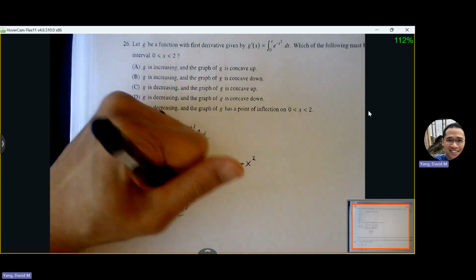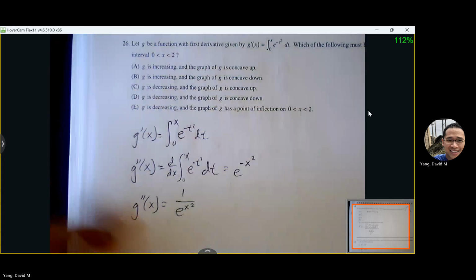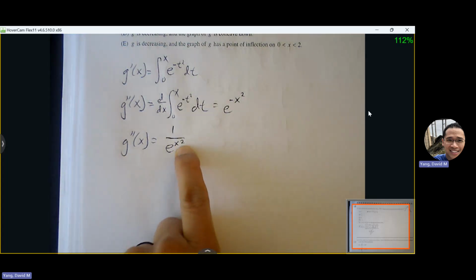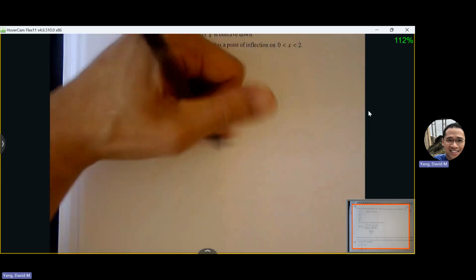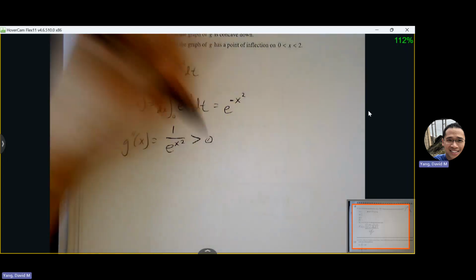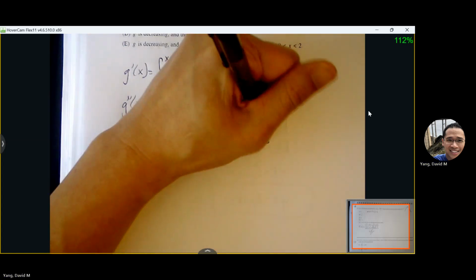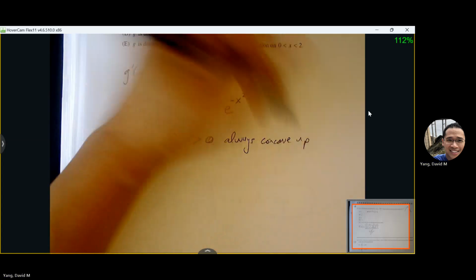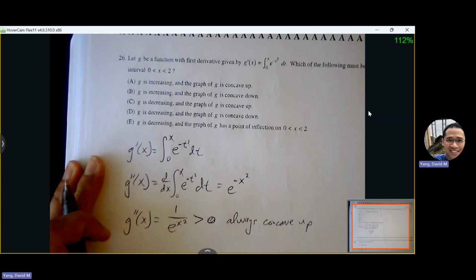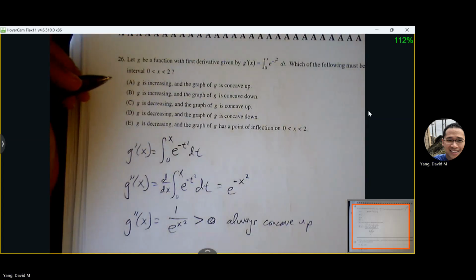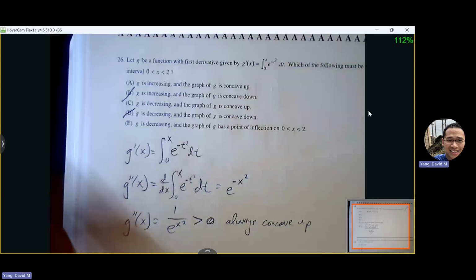Or 1 over e to the x squared. Now, if you think about this for a moment, 1 over e to the x squared, it doesn't matter what the x is. Could be 0, could be negative, could be positive. This exponent in the denominator is always going to produce a positive value. So the second derivative is always positive, which means we're always concave up. That should eliminate a lot of our choices here. We know concave down is definitely not our answer choice.